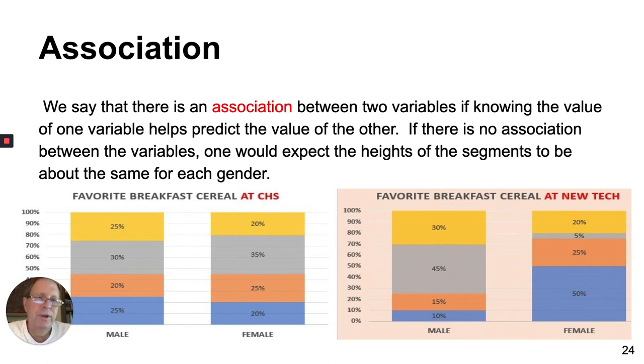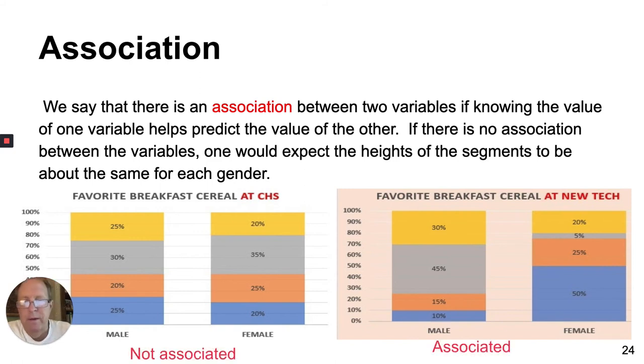Now let's look over here at New Tech. Here I have quite different results. If I told you that I randomly selected a student and their favorite cereal was the gray cereal, would that help you predict whether the student is male or female? Well, yeah. You'd say the student is most likely a male. What if I told you that I randomly selected a student and the student was a female? Would that help you predict what their favorite cereal is? Yeah, you're likely to say that the student might have the blue cereal as their favorite.